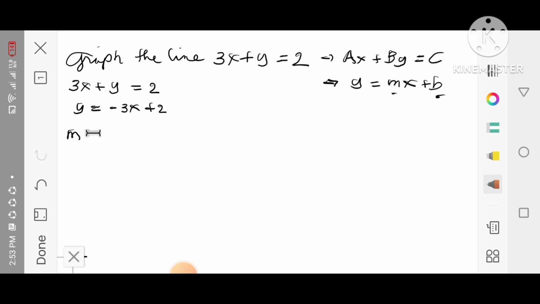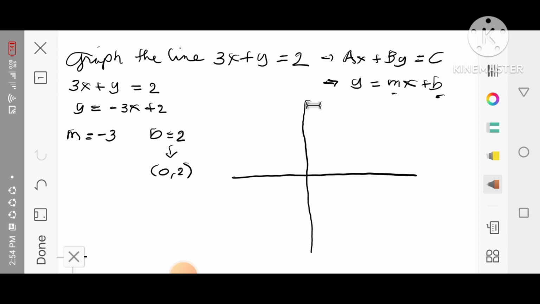Okay? Now, the next step is to identify your m and your b. m is equal to negative 3. So, ibig sabihin kung anong coefficient ni x, yun na yung m mo. And b is equal to 2. So, ano nga ibig sabihin ng b equals 2? The b is the y-intercept. That's the point where the line crosses the y-axis. And therefore, b equals 2 means that it is the point (0, 2). Okay? So, now we are ready to graph.